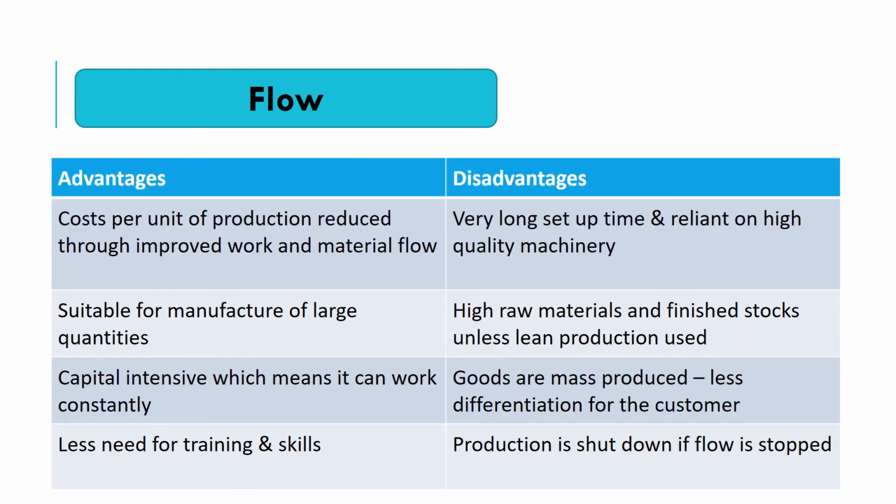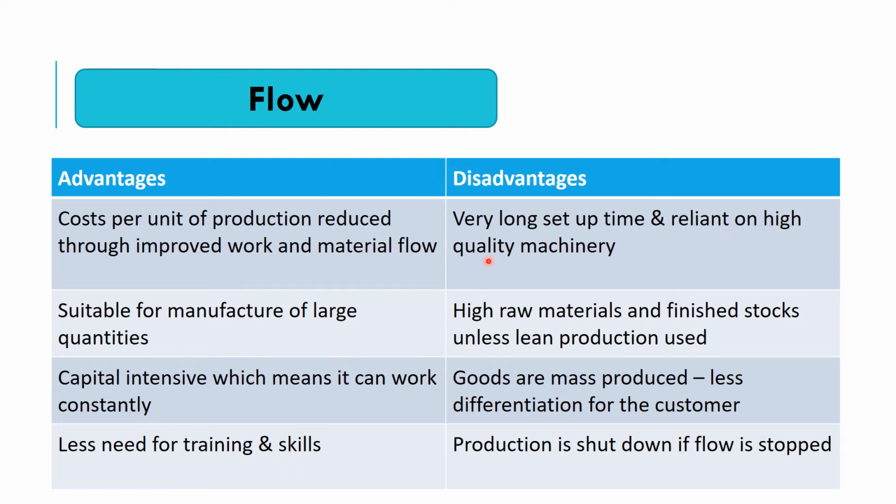Let's have a look at some advantages and disadvantages. One of the main advantages is the cost per unit of production is reduced. It's also suitable for manufacture of large quantities. Often it uses technology, and so it can work perhaps more constantly than a workforce, and may need not as many staff to be trained or to operate it.